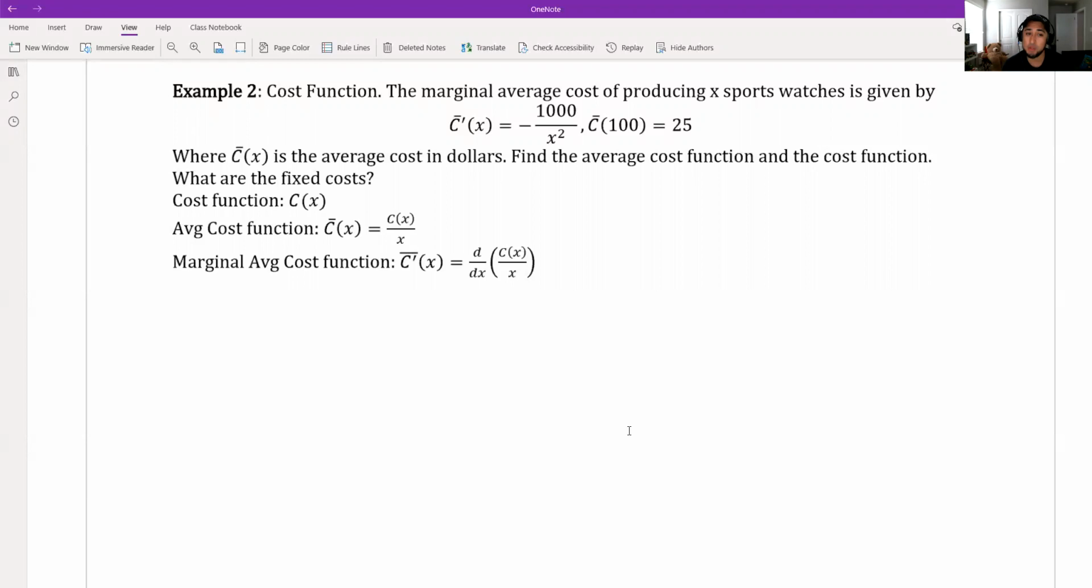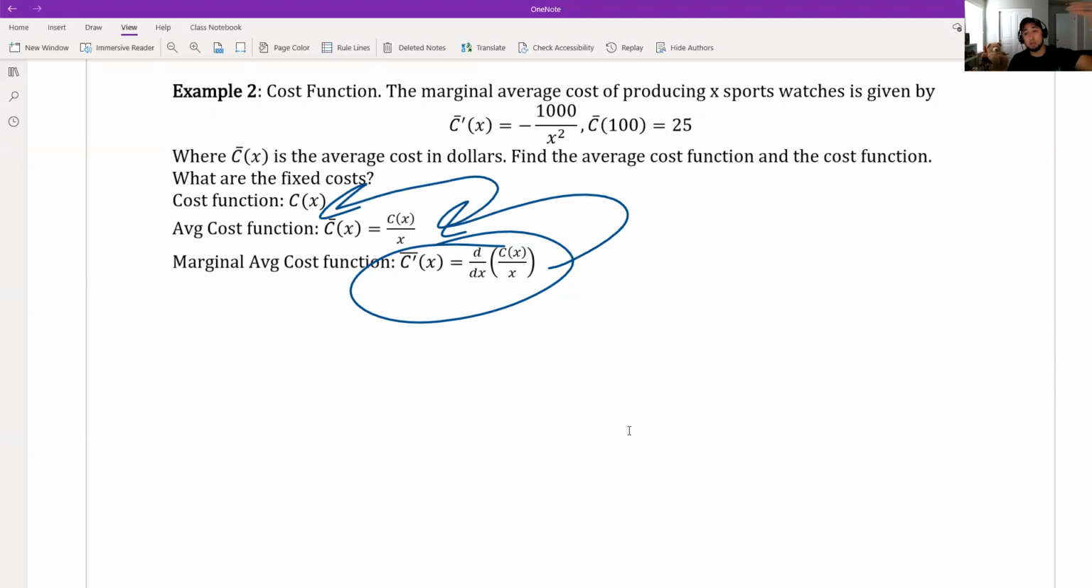So the cost function we know is C of X. The average cost function is given as C bar of X is equal to C of X over X. And the marginal average cost function is the derivative of C bar of X. So C bar prime of X is equal to the derivative of C of X over X. So we're given the marginal average cost function, which means we need to find the antiderivative to go back to the average cost function. And then we just need to find a way to rewrite the average cost function as the cost function. So we are working backwards for this whole problem. So that's what we're going to do here.